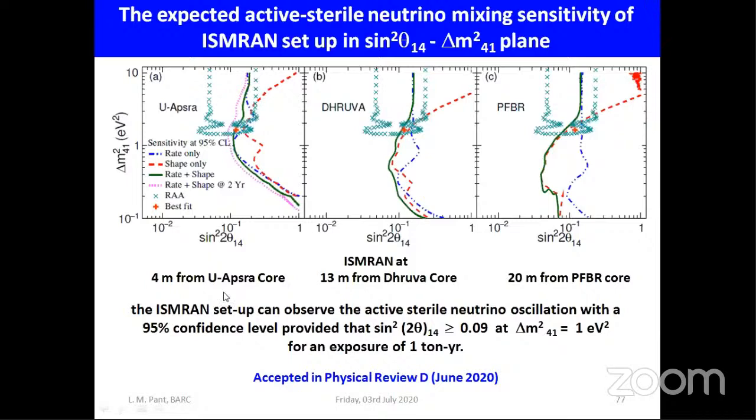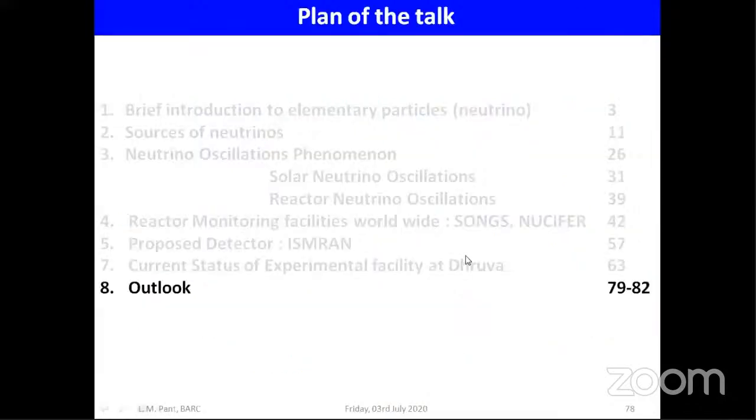In Apsara, it is at 4-meter distance. At Dhruva, it is at 13-meter distance. And at PFBR, it is at a 20-meter distance. And this work has just been accepted in Physical Review D. And so this is the outlook.